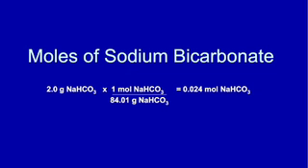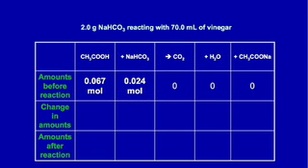2 grams of sodium bicarbonate were reacted with the acetic acid in the first flask. This is equivalent to 0.024 moles. In flask 1, before any reaction took place, there were 0.067 moles of acetic acid and 0.024 moles of sodium bicarbonate.